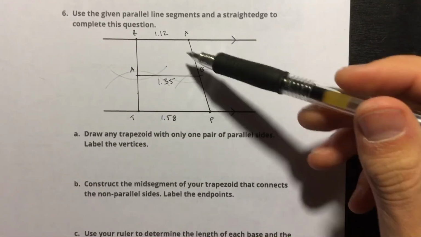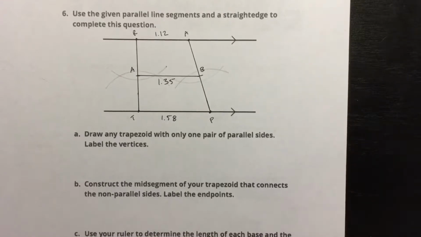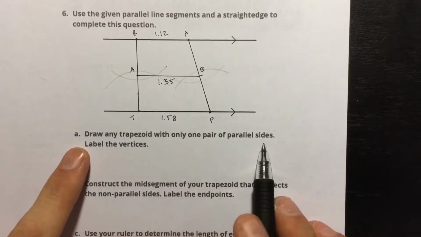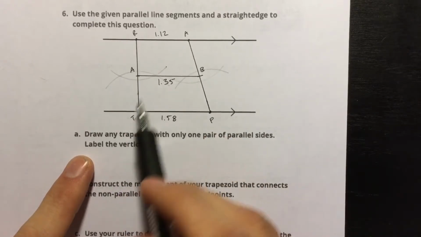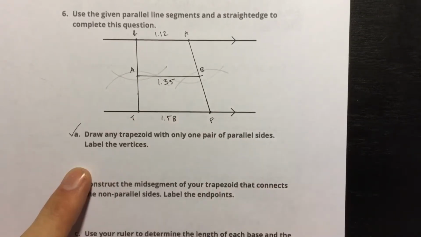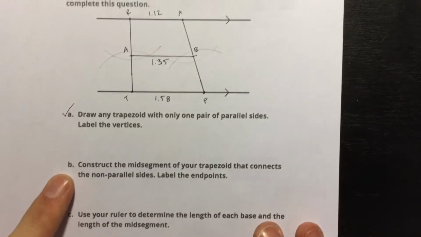Okay, again, I did all these constructions and measurements beforehand. So some of these, like part A, says draw any trapezoid with 1 pair of parallel sides, label the vertices. Well, I did that, TRAP, and then there's my trapezoid. You can see it. So that part's done. Part A is good. B says construct the mid-segments of your trapezoid.